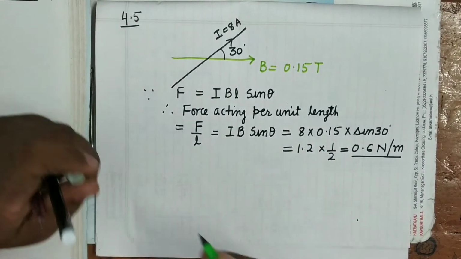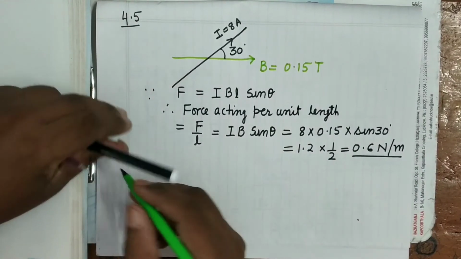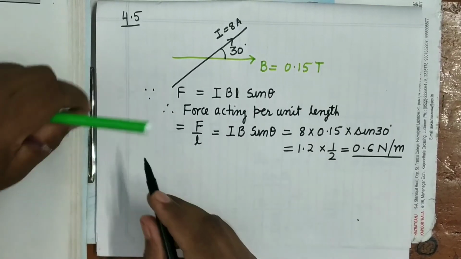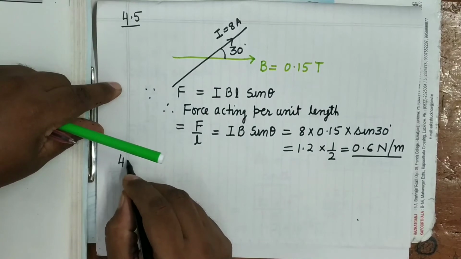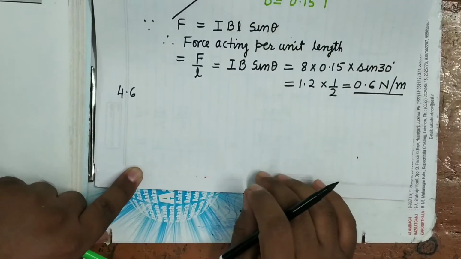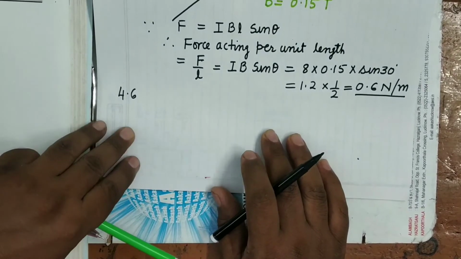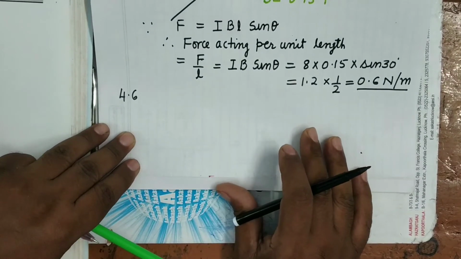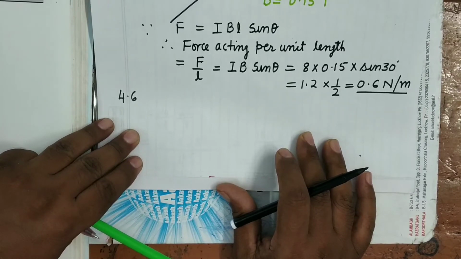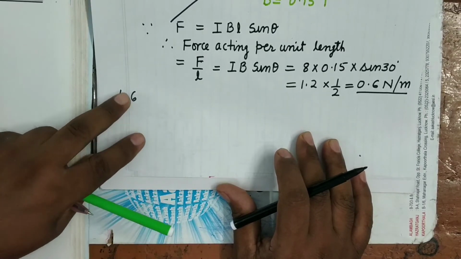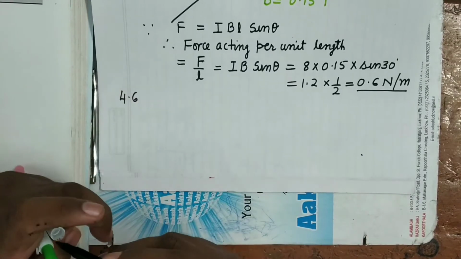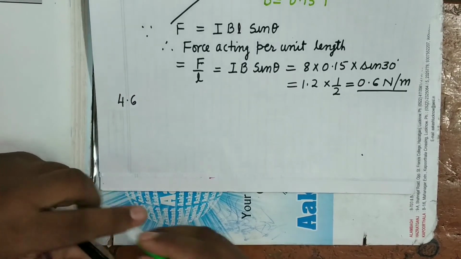Now see question number 4.6. A 3 centimeter wire carrying a current of 10 ampere is placed inside a solenoid perpendicular to its axis. Here, this is a solenoid.